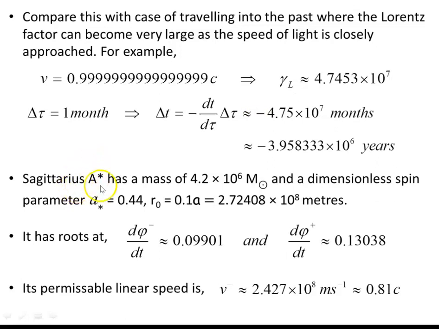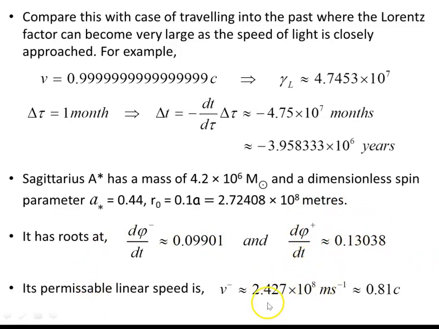Okay, so Sagittarius A star, that's the black hole in our Milky Way galaxy, has a mass of 4.2 million solar masses, and a dimensionless spin parameter of 0.44. If we choose R as 0.1a, we get that many meters. Okay, it has roots of d phi dt, this and this one. Again, we only pick up the first one. The second one gives us a non-physical result.